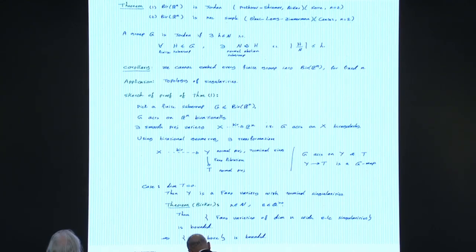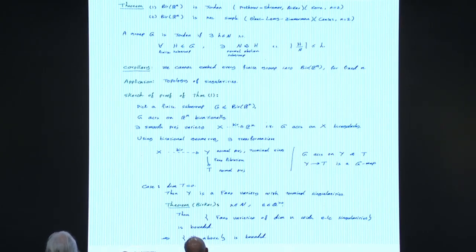Anyway, how to prove this theorem? I will focus on the first one, which says this birational automorphism group is Jordan. As you see, the proof is completely geometric. Very little algebra is actually involved. I mean, little group theory. Okay, let's pick a finite subgroup G of this birational automorphism group. So we should show that it has some abelian normal subgroup of index bounded by some constant.